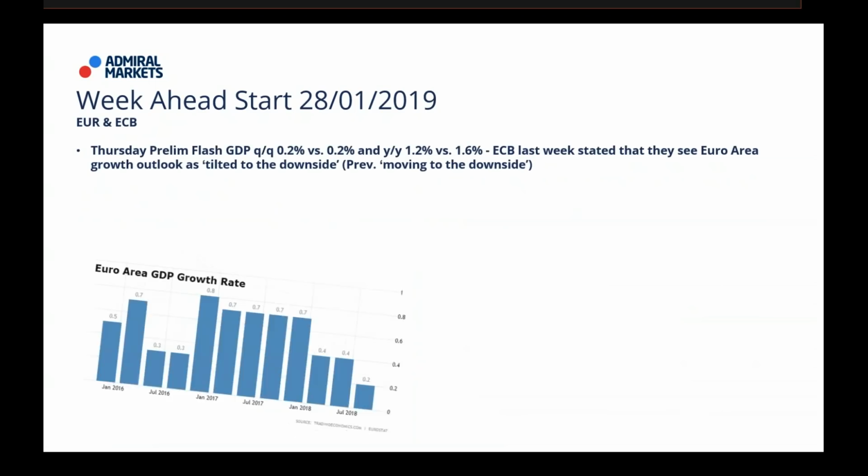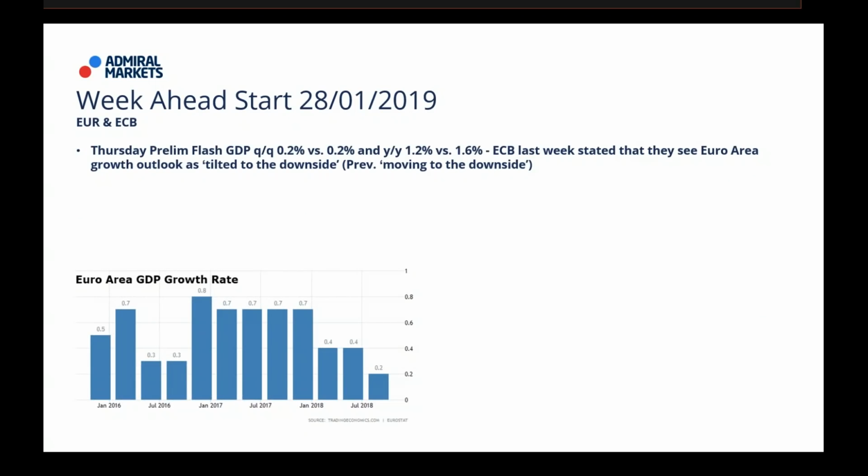Then we have the euro and the ECB. Thursday, we will have preliminary flash GDP expected. Quarter-on-quarter, a growth in the GDP of the Eurozone of 20 basis points. But you can see here in the year-on-year rate that it's come off. It's only growing at 1.2% annually versus 1.6 last time. So the ECB last week stated that they see the euro area growth outlook as tilted to the downside. And previously, the wording was moving to the downside.